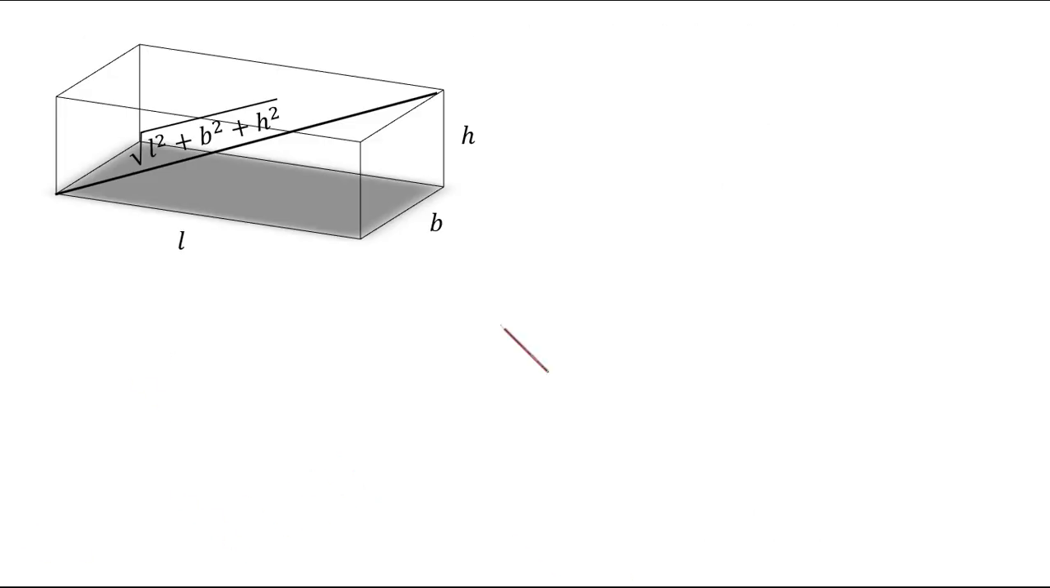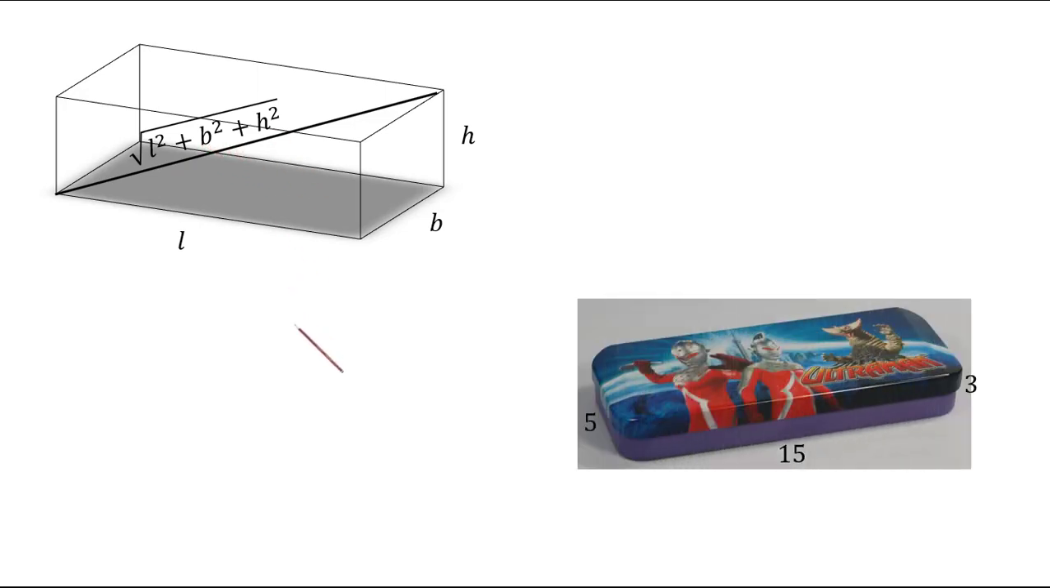And if we extend this Pythagoras theorem, and if we want to find the length of the longest chord or the diagonal of a cuboid having length small l, breadth small b, and height small h, the length of that longest diagonal is the square root of l squared plus b squared plus h squared. So suppose you want to know the length of the biggest possible pencil that you can fit in this compass box, whose length is 15 centimeters, breadth is 5 centimeters, and height is 3 centimeters, you can just substitute in this formula.